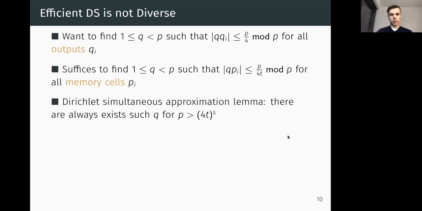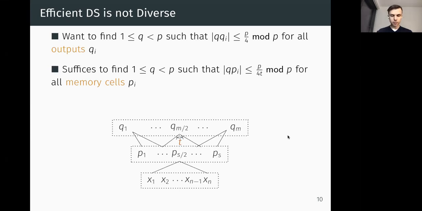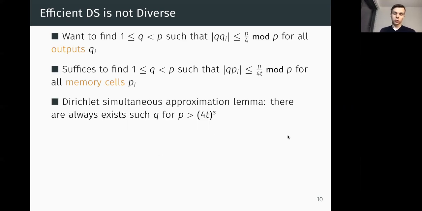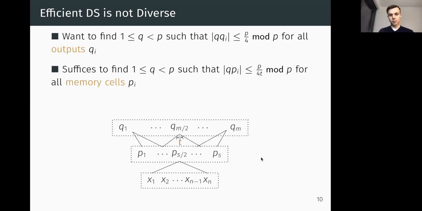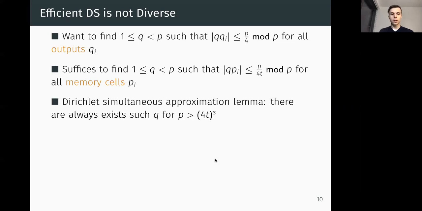And this will give us the required proof of non-diversity. So now we need to ask, when can we find such a Q that all these memory cells can be made small by multiplying by Q?